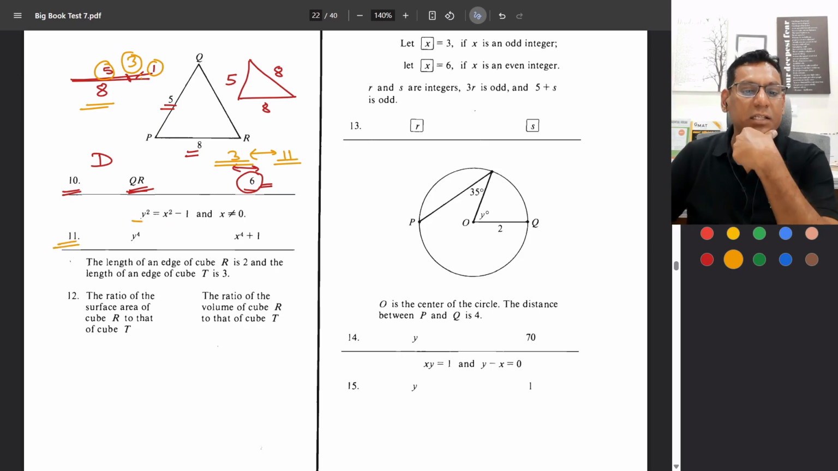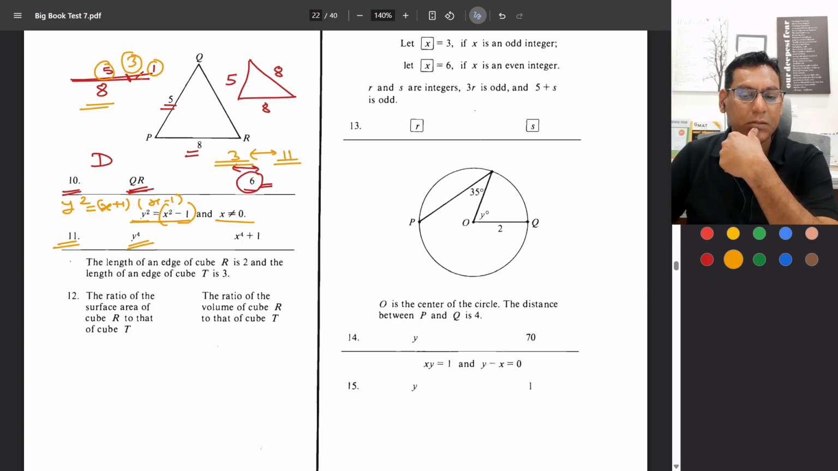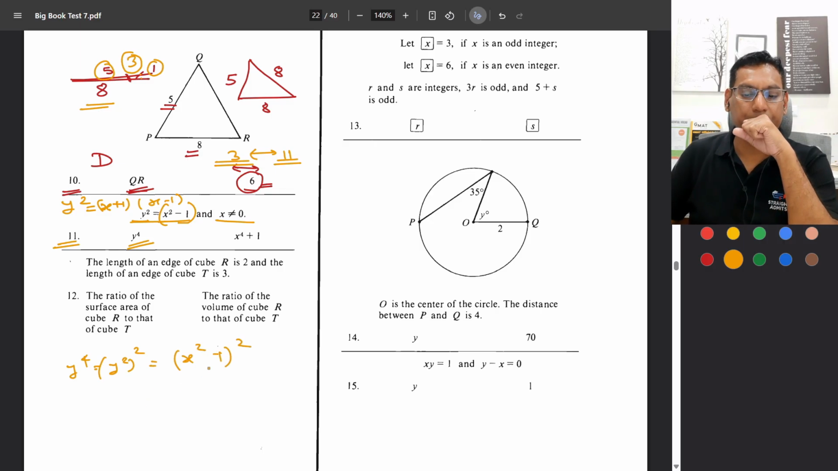Question 11, y square is equal to x square minus 1 and x is not 0. Okay, what can I do with this? I know that y square is equal to x plus 1 into x minus 1. I can expand that, but I'm not sure if that is useful. So y raised to 4, that's the square of this. Okay, so let me do y raised to 4. Y raised to 4 is y square squared, which is x square minus 1 squared.